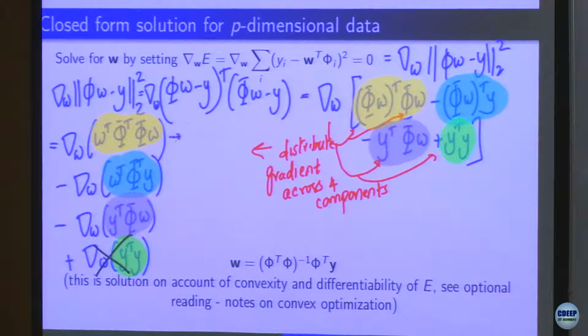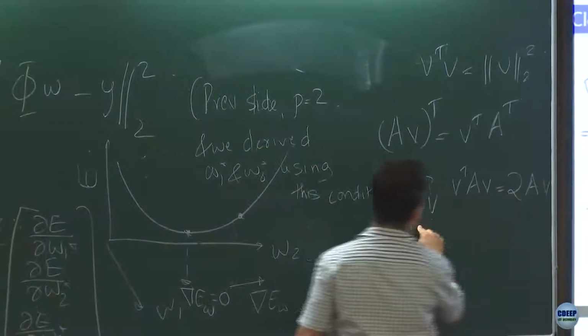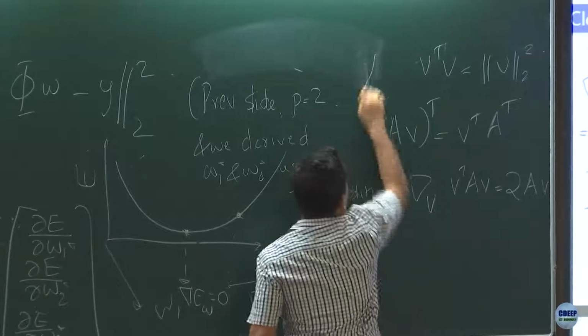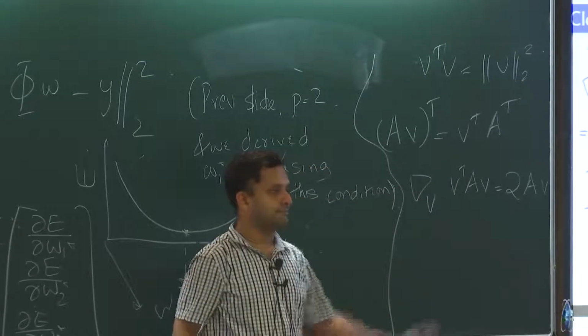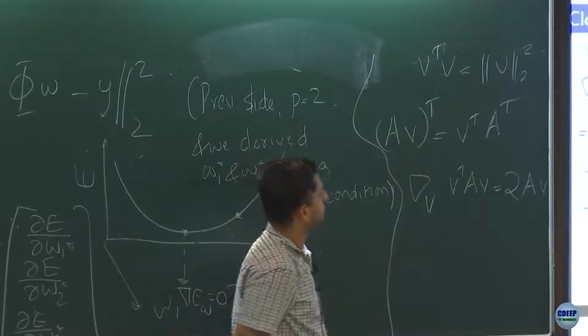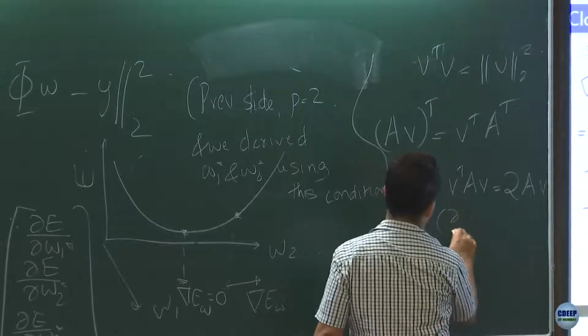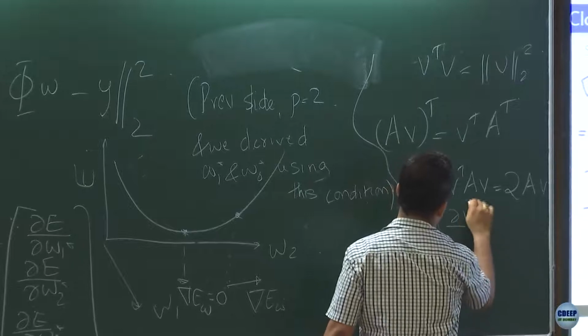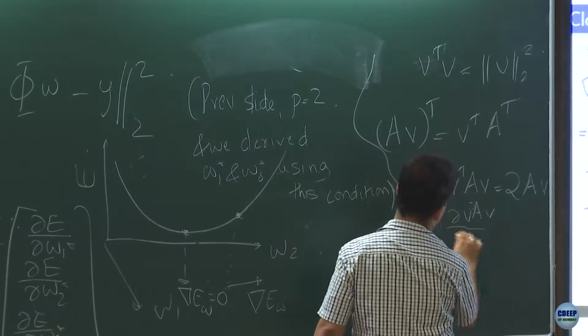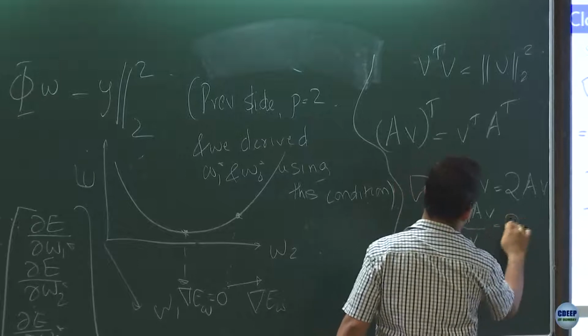So the gradient would evaluate to, sorry, 2 times phi transpose phi W, like quadratic expressions. The gradient with respect to V of V transpose AV is 2AV. Think of this as the partial derivative with respect to V of VAV, which is just 2AV.